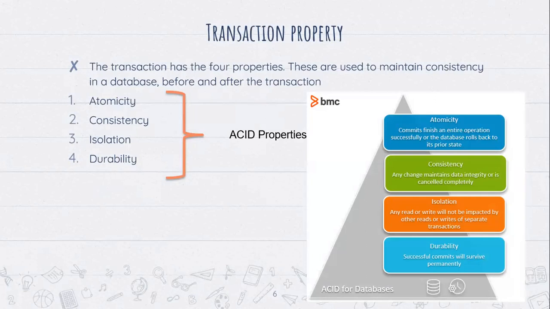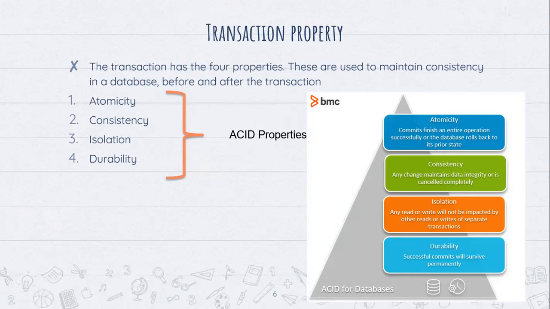Right. Now let's move to the transaction property. Transaction property. You know this one, ACID property. We talk about this ACID property in our first lesson. I think you remember. If you don't remember, you can go to the first lesson and check about this ACID property.